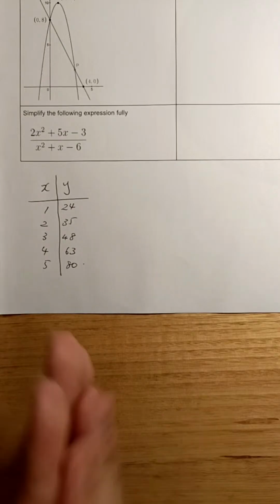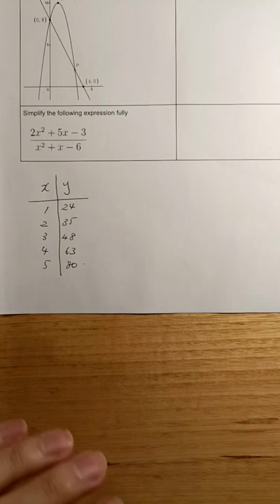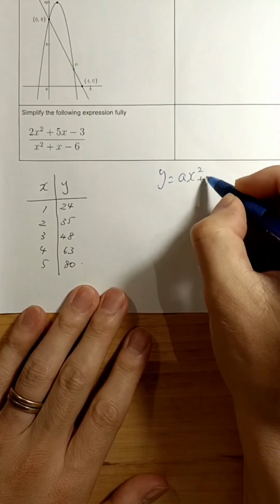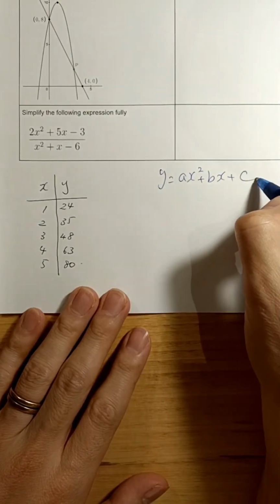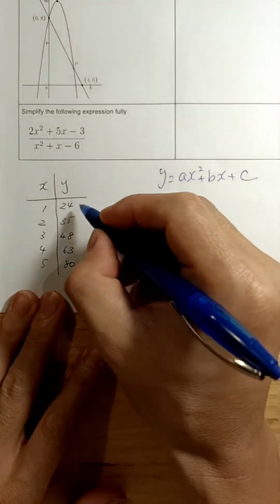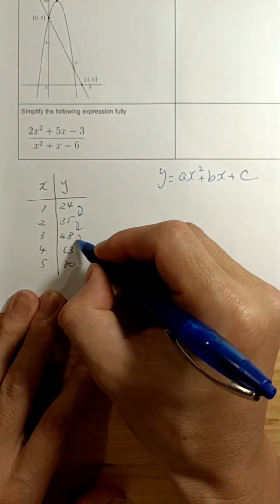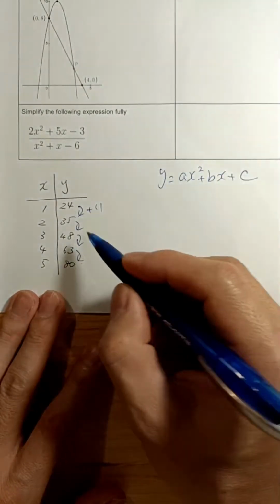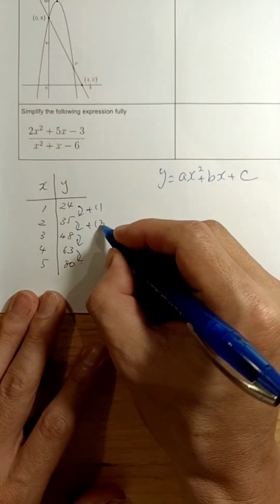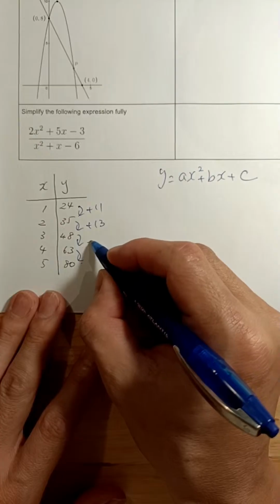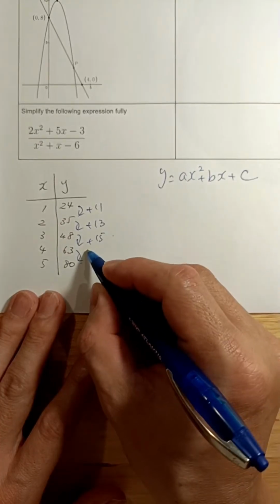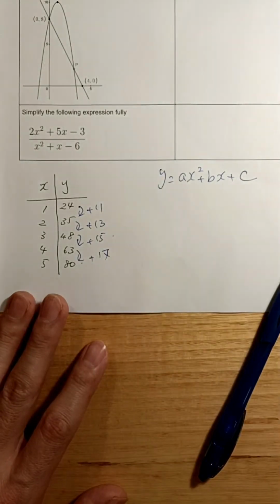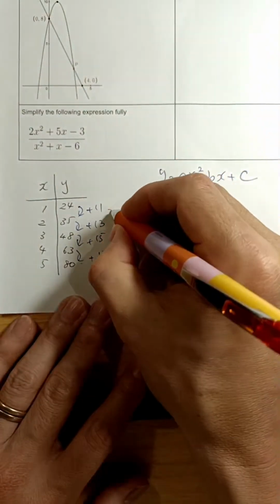Right, okay. So now I will talk about this one. The first step is y equals ax squared plus bx plus c. Then you look at the first difference first. From here to here is plus 11. From here to here is plus 13. From here to here is plus 15. And from here to here is plus 17, which means the second difference is 2, isn't it?